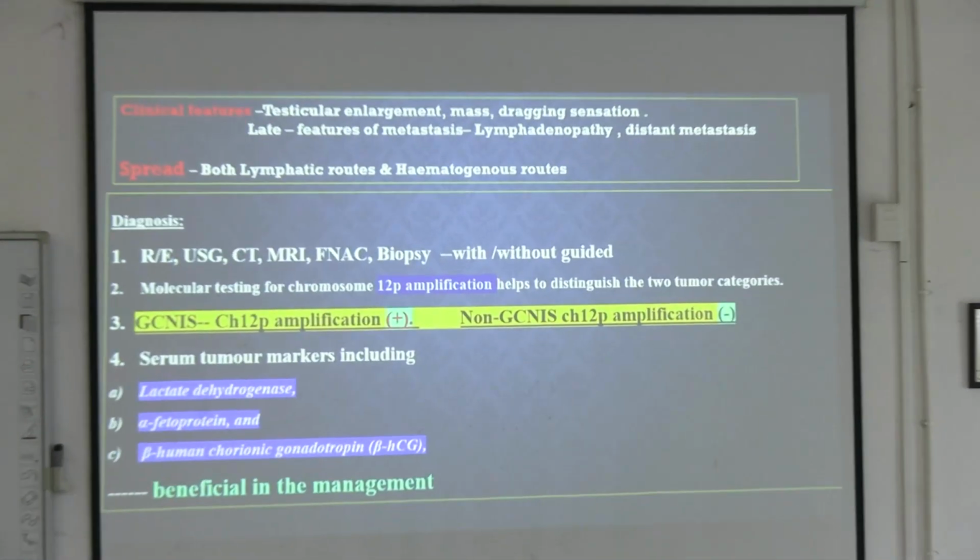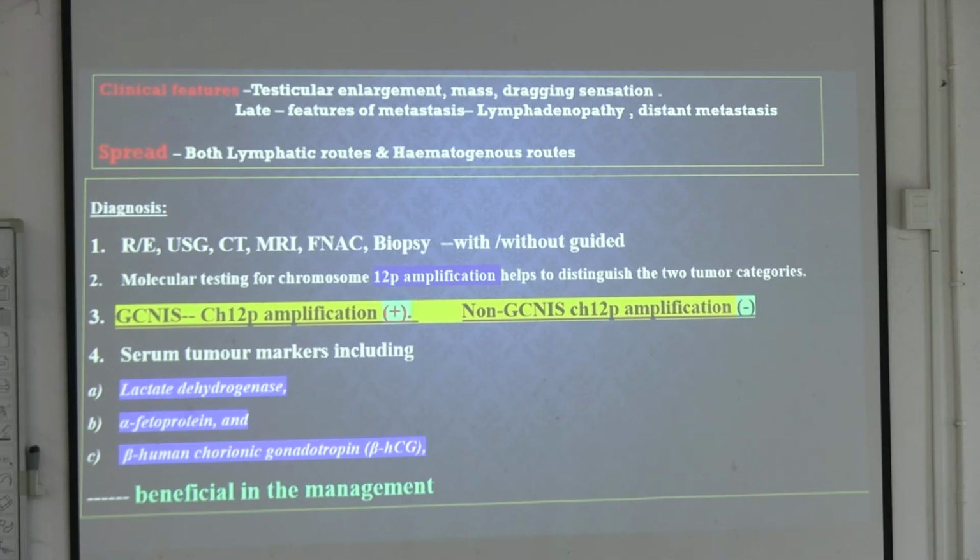Now, the other thing is molecular testing: chromosome 12 amplification. I will come later to why this is important, because the tumor is classified as germ cell neoplasia in situ and non-germ cell neoplasia in situ. If chromosome 12 amplification is positive, it is associated with germ cell neoplasia in situ. If it is negative, it is non-germ cell neoplasia in situ. This is a broad classification based on chromosome 12 amplification. Positive is related to germ cell neoplasia in situ; negative, non-germ cell neoplasia in situ. So this is very important.